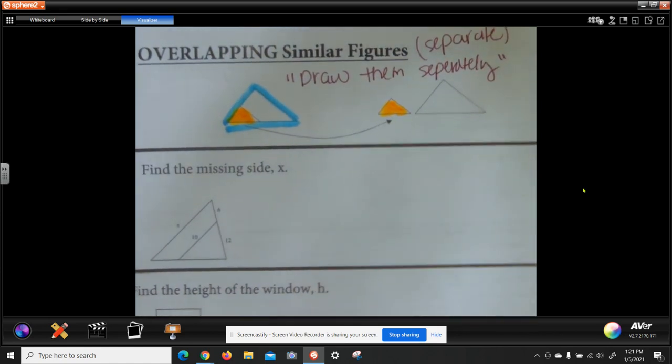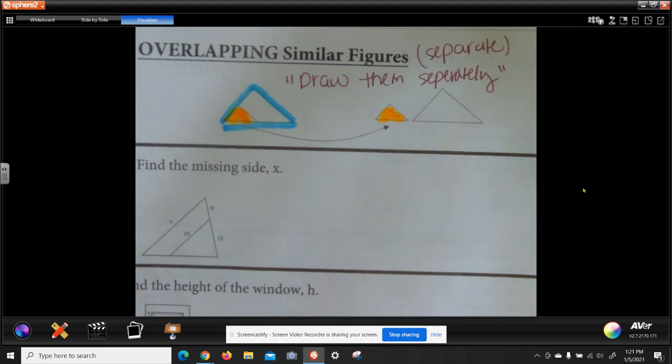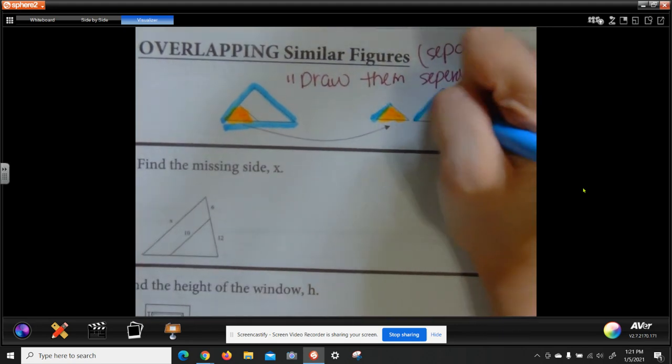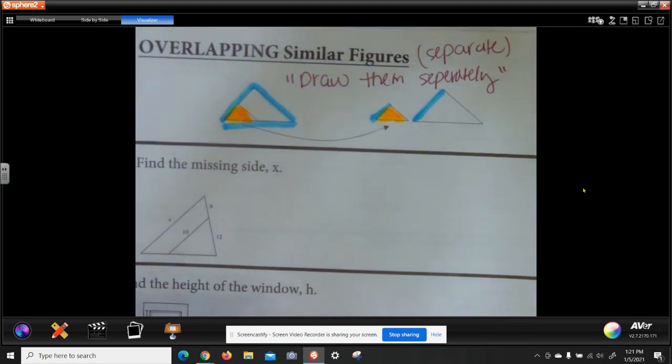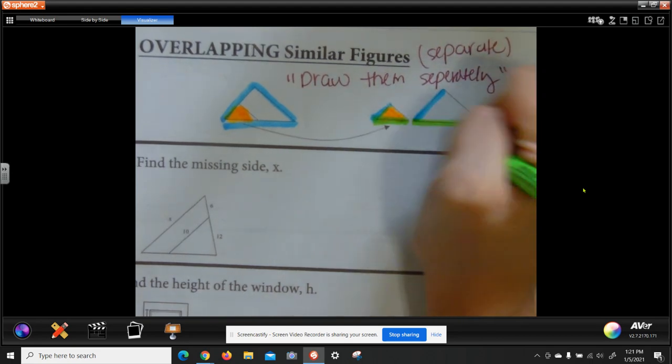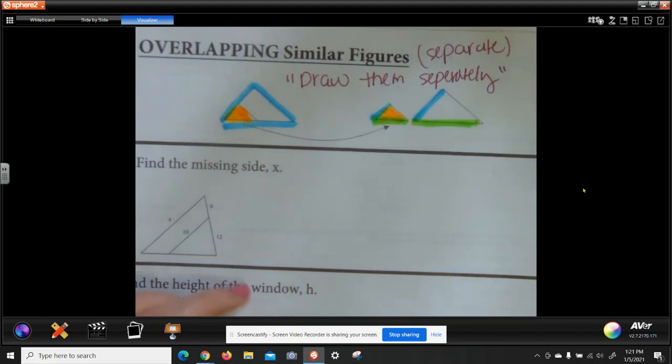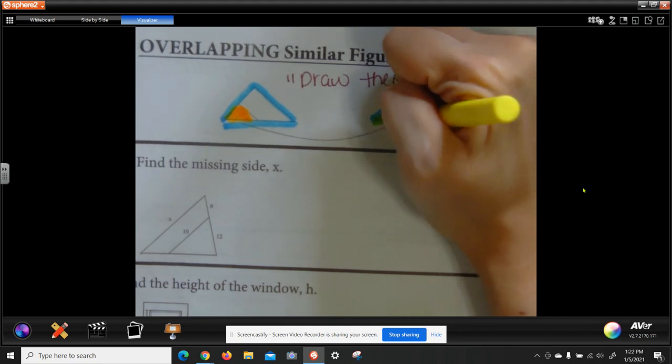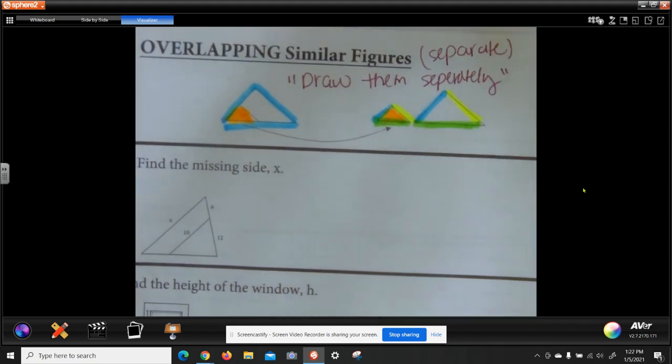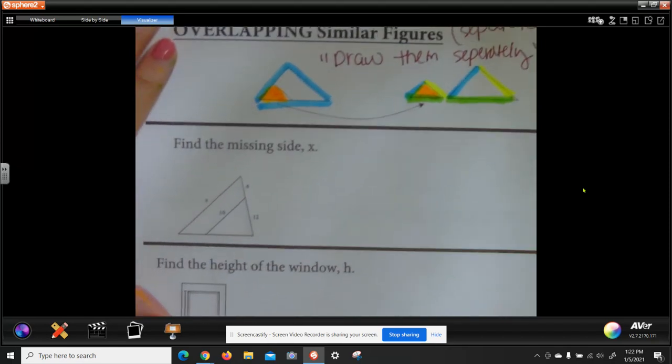So what you need to do is also separate them side by side, and then from left to right, you're going to match your corresponding sides. Okay, you're going to match your corresponding sides. So let's look at an actual example to find the missing side.